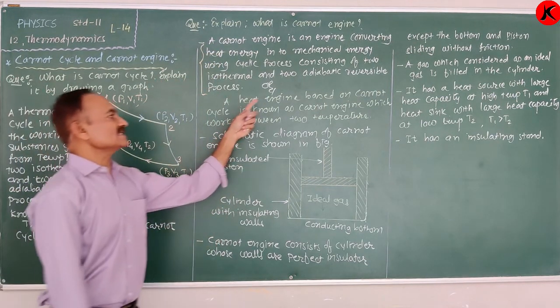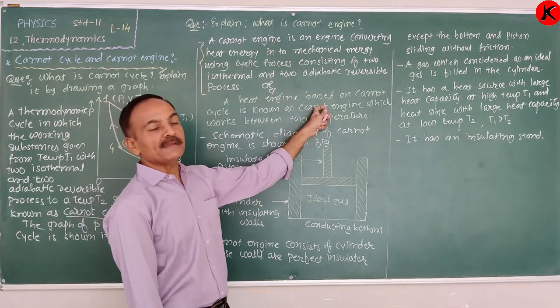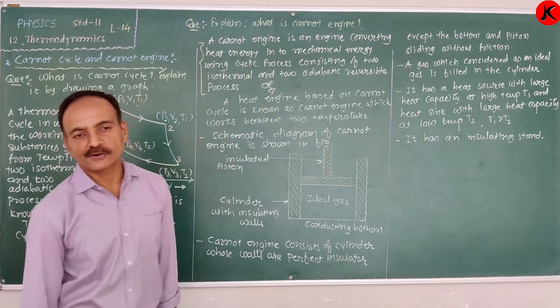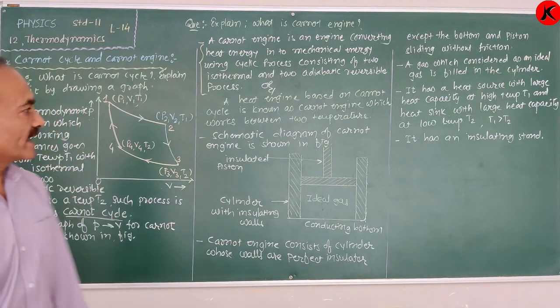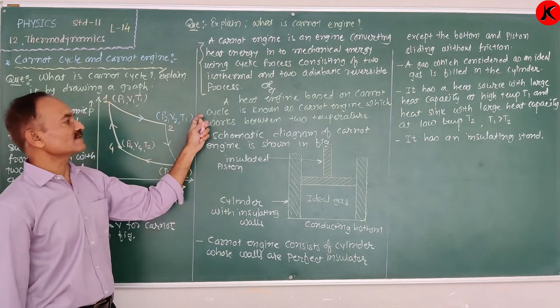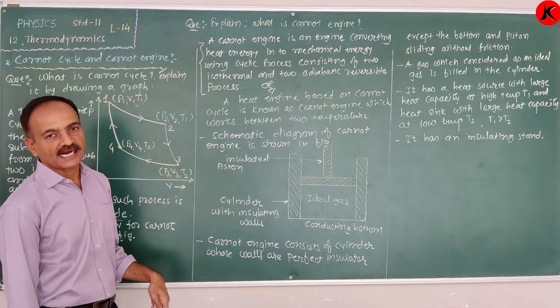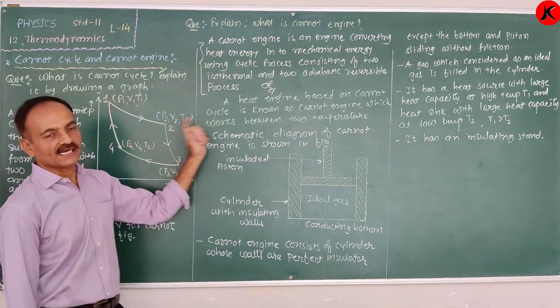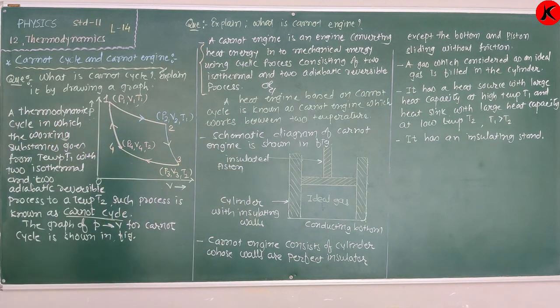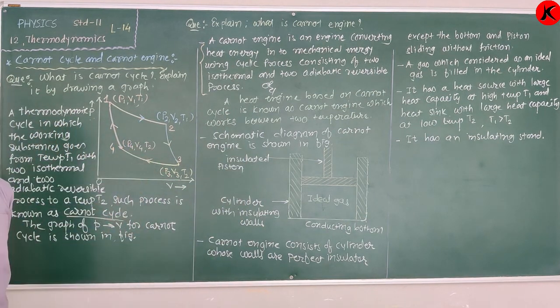So that is the definition of the Carnot engine. The other definition is that a heat engine based on the Carnot cycle is known as a Carnot engine, which works between two temperatures, T1 and T2.